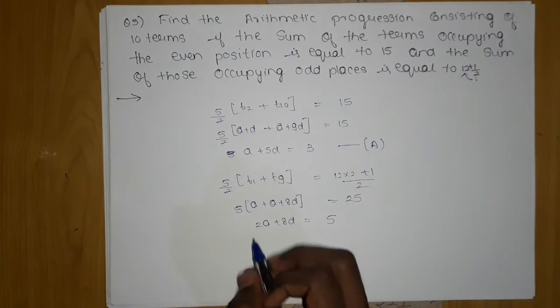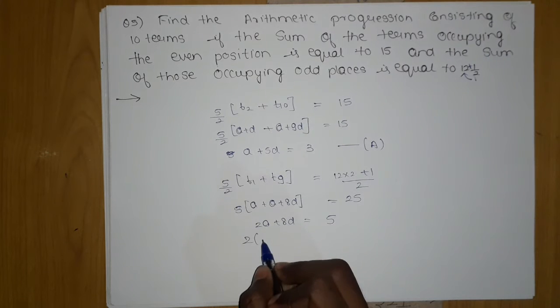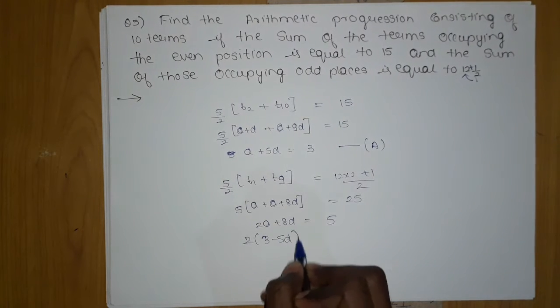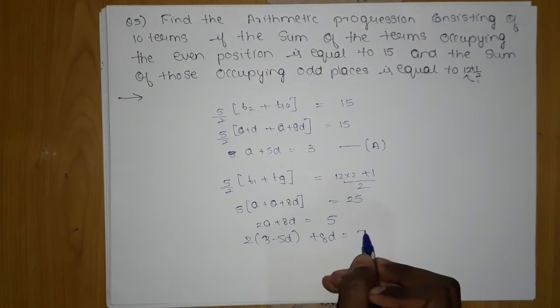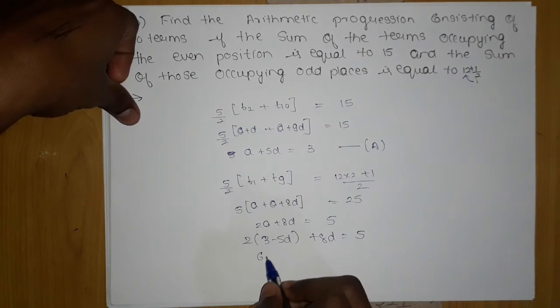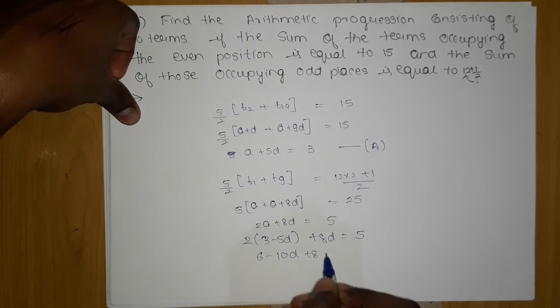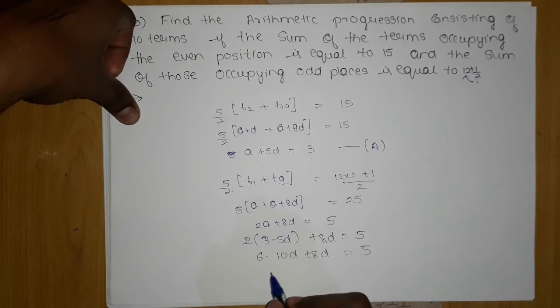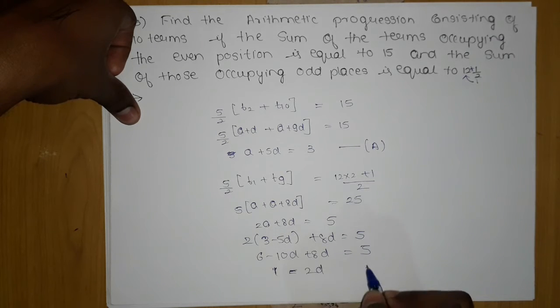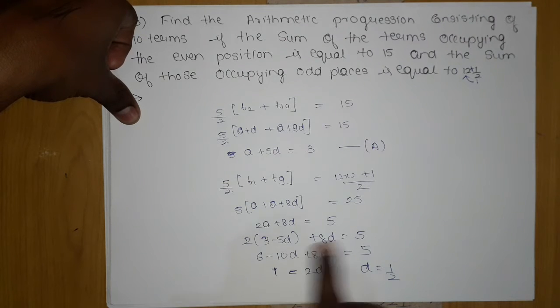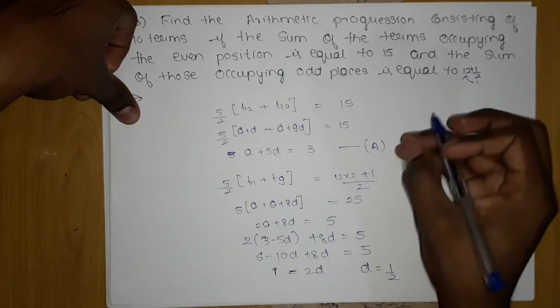If I substitute a equals 3 minus 5d, then 3 minus 5d plus 8d should be equal to 5. This will be 6 minus 10d plus 8d should be equal to 5. So 6, this will be 1, this will be minus 2, which will move here and be 2d. So d is equal to nothing but 1 by 2. So we got d is equal to 1 by 2.